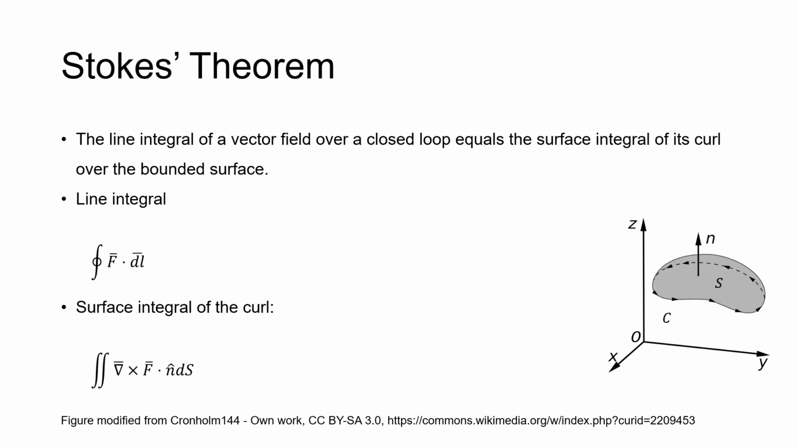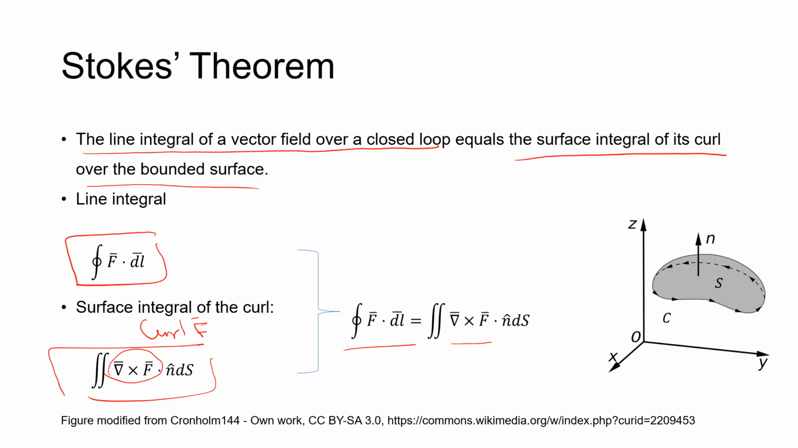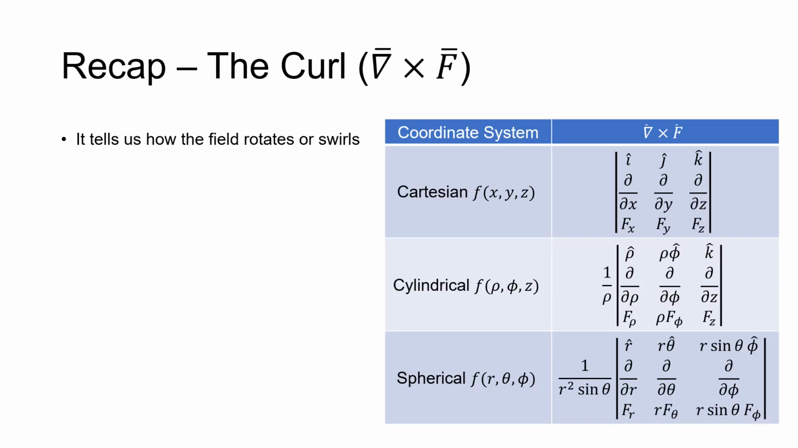Stokes theorem states that the line integral of a vector over a closed loop equals the surface integral of its curl over the bounded surface. What is here is called nabla cross F, which we also call the curl of F. If we equate these together, we get this formula: the integral over the closed curve of F dot dl equals the double integral over the open surface of nabla cross F dot n dS. The curl is a vector operation which tells us how the field rotates or spins.